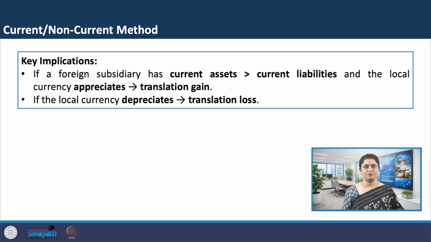The key implication of this method is directly tied to the working capital position of the subsidiary. If the foreign subsidiary has current assets that exceed its current liabilities, or in other words, if it has a positive working capital and if the local currency appreciates, the subsidiary will record a translation gain. Because those net current assets, when converted at the stronger closing rate, translate into more rupees than before. Conversely, if the local currency depreciates, a translation loss arises.